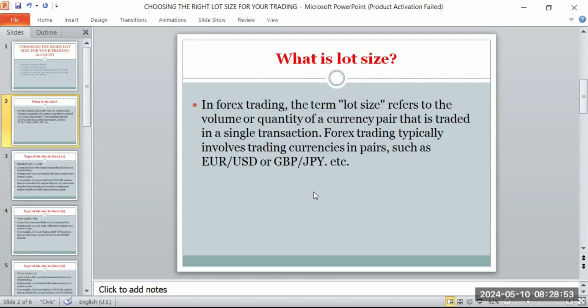There are three different types of lot sizes that we have. I'll be explaining each of them for you right in this video, so make sure you watch this video to the end.